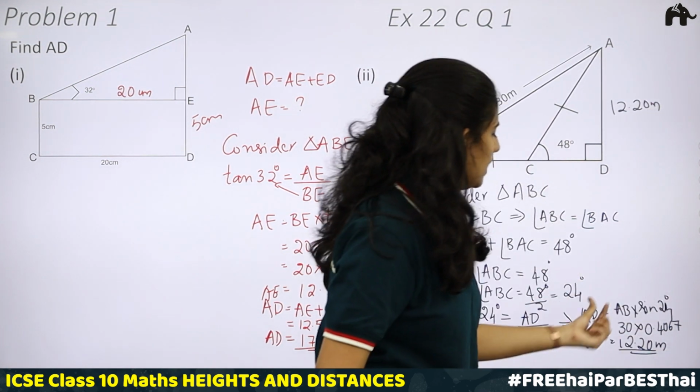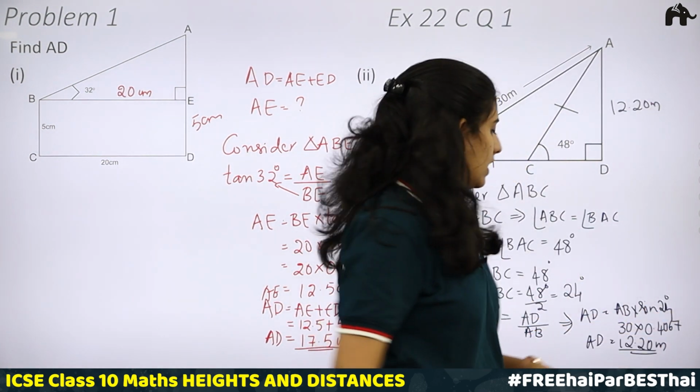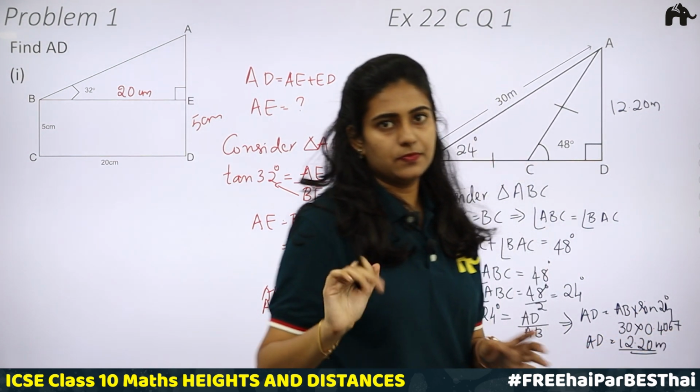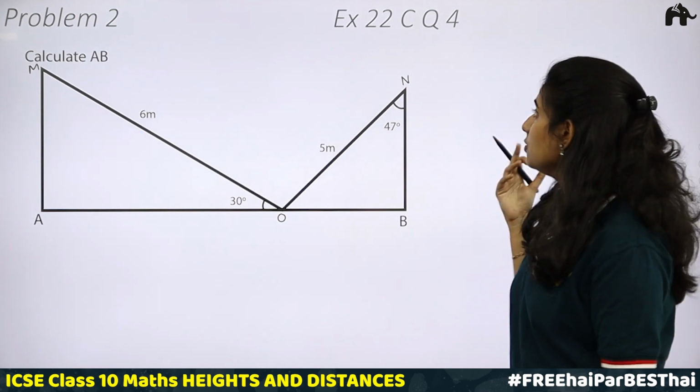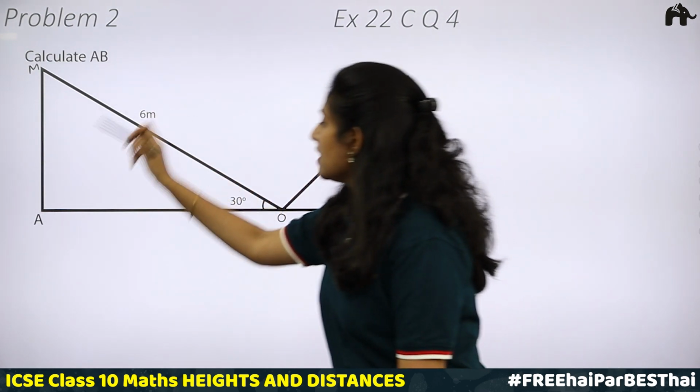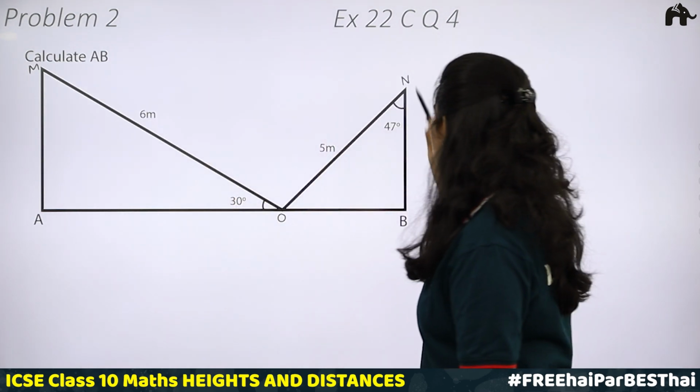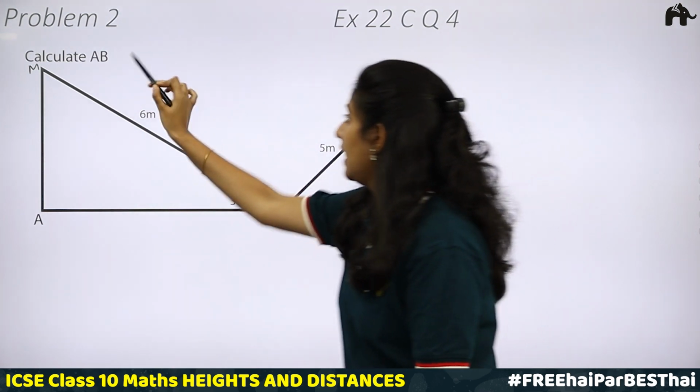So when you multiply 30 and 0.4067, you will be getting 12.20 meters. Understood? Now the second problem, question 4 of exercise 22C. Here we have a figure, a triangle AMO and BNO. We have to find AB.